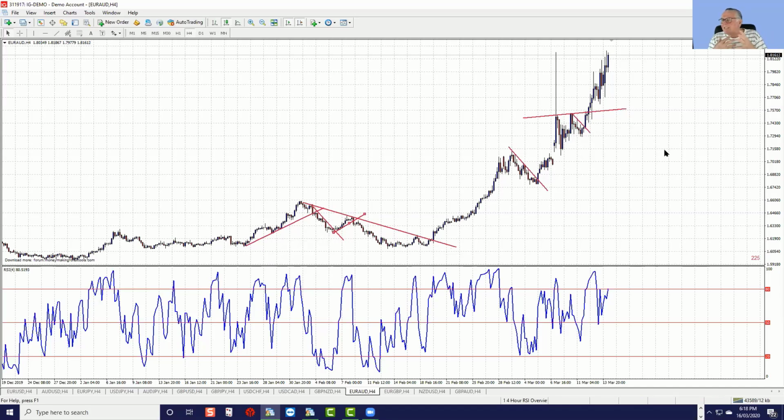So the number of touches tells you how strong the trend line is. If it's got a lot of touches, then it's very strong. And if it has a few touches, it is less strong. So in general, that's how you can evaluate trend lines.